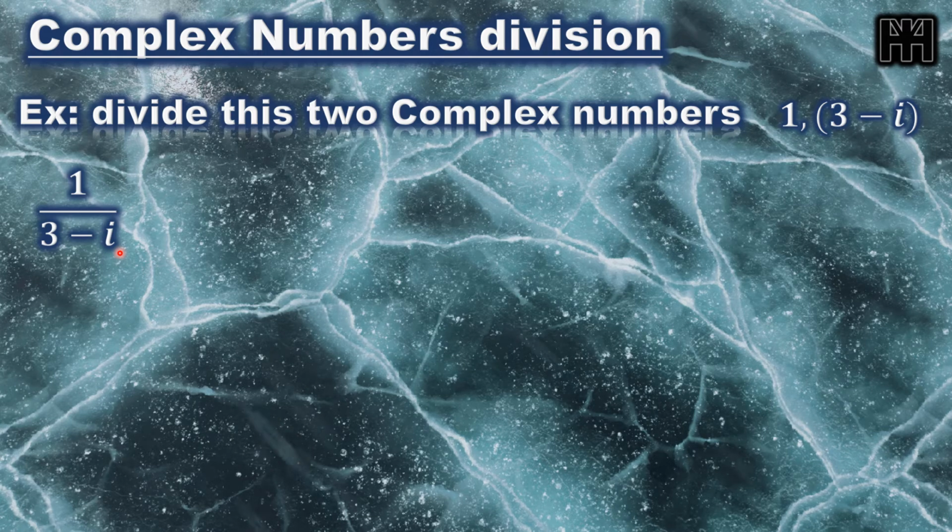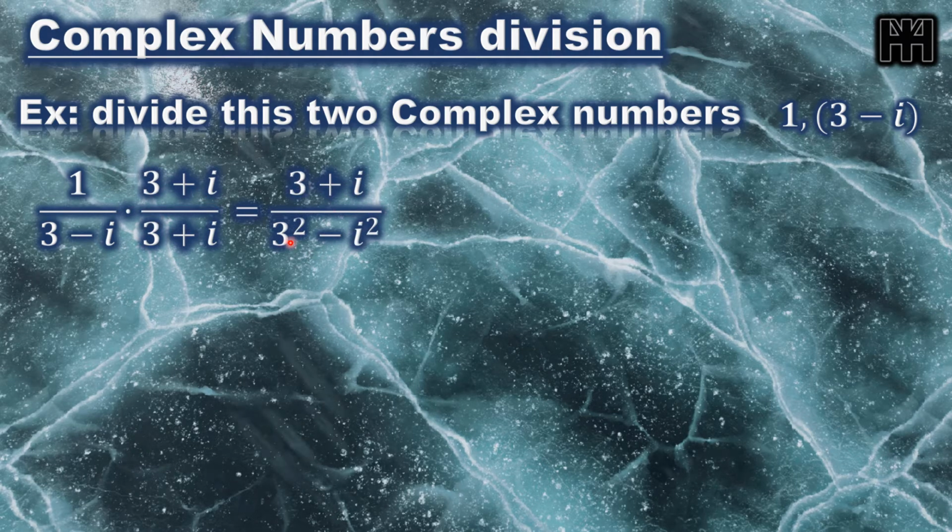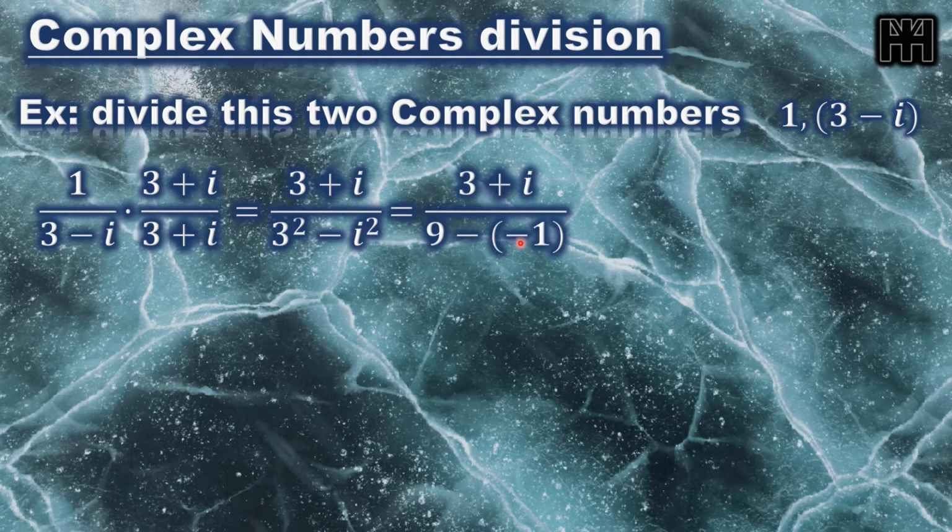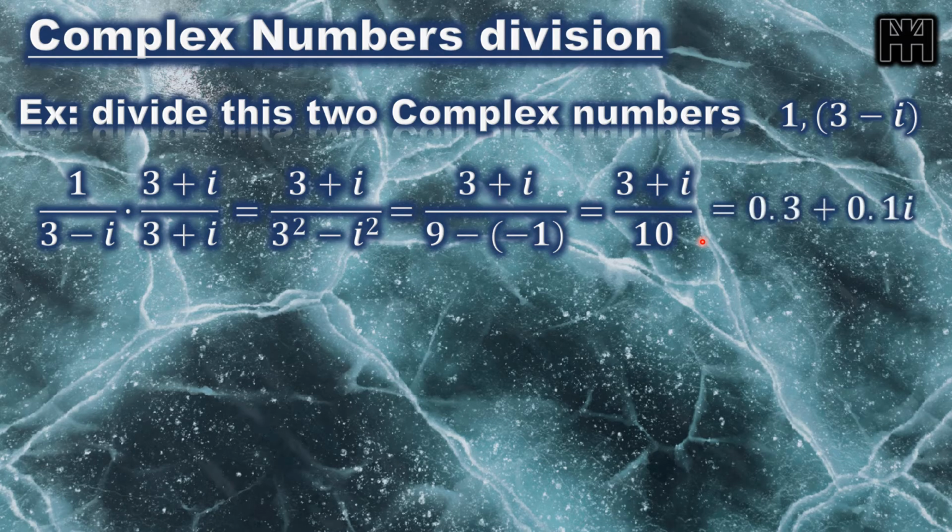Multiply the conjugate up and down. So 3 plus i down and 3 plus i up. Apply it there. It will give us 3 plus i over 3 squared minus i squared. It will give you 9 minus negative 1, where the negative cancels out the negative. We will have 3 plus i over 10, which gives you 3 over 10 plus i over 10, which is 0.3 plus 0.1i.